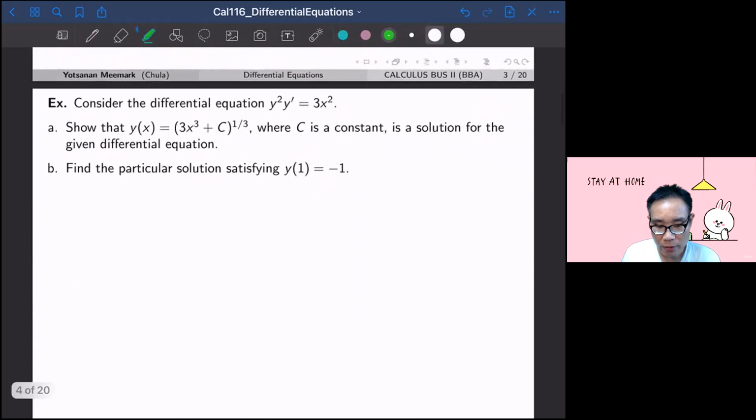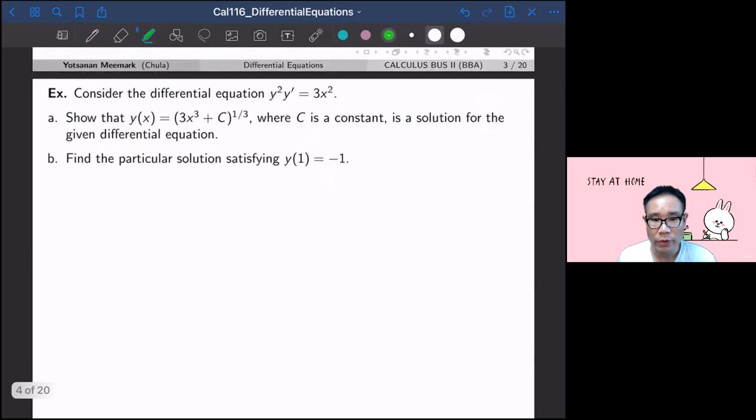The next one, we consider the differential equation y squared times y prime equal to 3x squared. We would like to show first that y of x equal to 3x cubed plus c to the 1/3 is the solution for this given differential equation. First of all, you plug in y squared into the differential equation, and you plug in y prime.